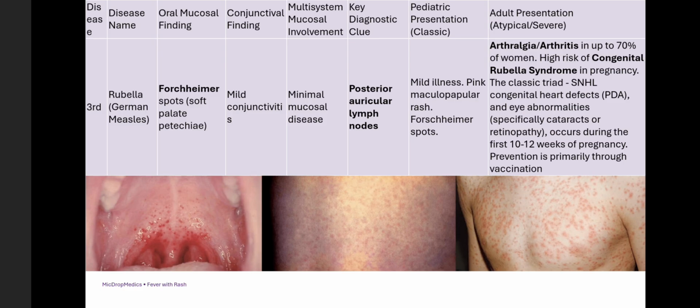Third is the rubella or the German measles, where you see Forchheimer spots on the soft palate and enlarged posterior auricular lymph nodes. Here 70% women have arthritis or arthralgia, and there is a high risk of congenital rubella syndrome in pregnancy, which generally presents with the classic triad of sensorineural hearing loss, patent ductus arteriosus, and cataracts.